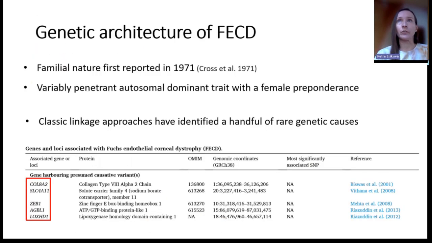The familial nature of Fuchs endothelial corneal dystrophy was first reported in the literature in the 70s. The disease was noted to cluster in families and appeared to be inherited in an autosomal dominant fashion. The underlying genetic causes began to be identified after 2000 using classic gene mapping approaches and family cohorts of patients. These efforts led to the identification of only very few genetic causes. And for the vast majority of Fuchs corneal dystrophy patients, the molecular genetic cause was elusive.